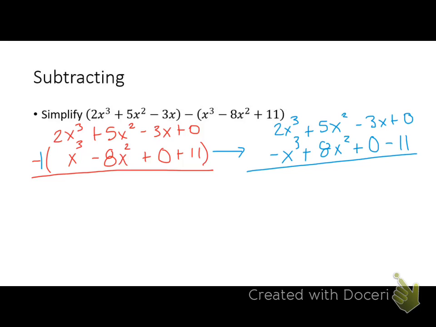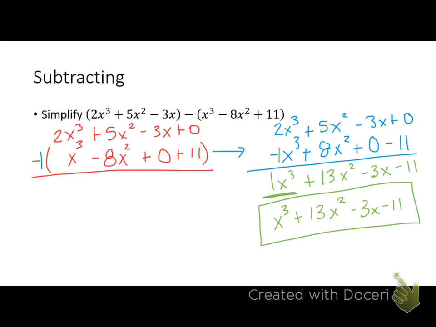So remember, in this bottom row, when I go to add and subtract, that's like a -1. So 2 minus 1 is just 1x cubed. Plus, 5 plus 8 is 13, so that's 13x squared minus 3x minus 11. Now, we do want to move away from writing that 1 out, and so our completed final answer would be x cubed plus 13x squared minus 3x minus 11. And that is my final answer for this subtraction problem.